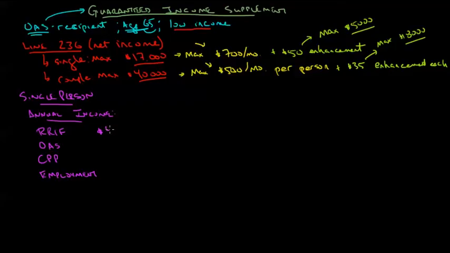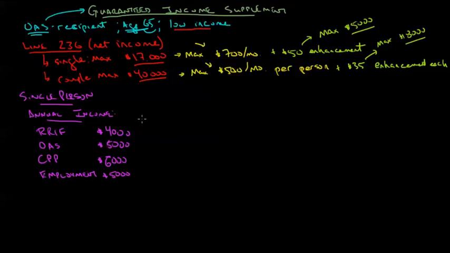And let's say from the RIF we have $4,000 coming out each year. From OAS, which we know we have to have some of, let's say we're getting $5,000, near the maximum for OAS, maybe a little less because of less residency. And Canada Pension Plan, let's say we're getting about $6,000 here. And employment income, we just got a little part-time job here paying $5,000 a year.